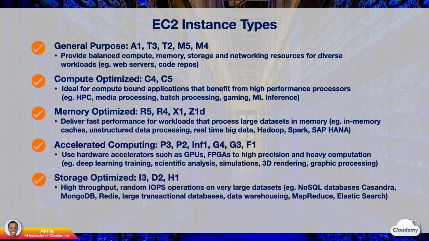Storage-optimized instances are designed for workloads that require high-throughput sequential read and write to very large datasets on local storage. They are optimized to deliver tens of thousands of low-latency, random IOPS to applications, such as NoSQL databases like Cassandra, MongoDB, Redis, large transactional databases, MapReduce, Elasticsearch, and Apache Kafka. Storage-optimized instances include I3, H1, and D2 instance types.